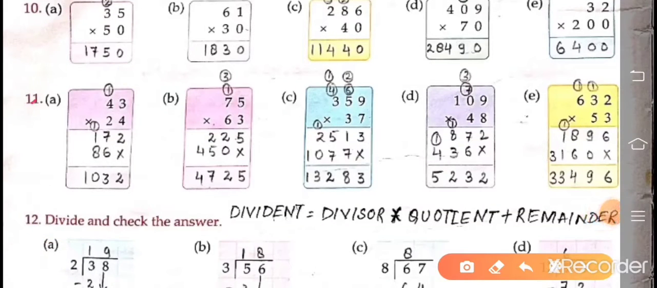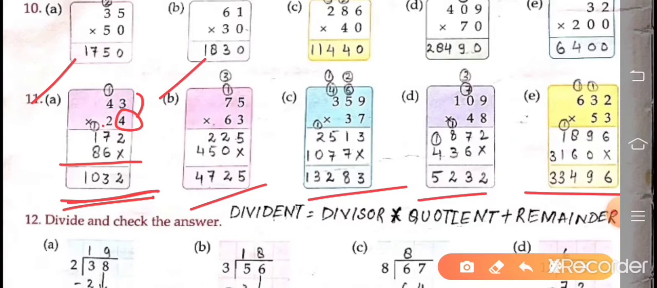Now question number 11, A part, 43 multiply 24. So first multiply by 4, 4 3s are 12, 2 here carry 1, 4 4s are 16 and 1, 17. Then multiply by 2, 2 3s are 6 and 2 4s are 8. Then add 2, 6 and 7, 13, 3 here carry 1, 8 plus 1, 9, and 1, 10. Okay, so like this you have to do.